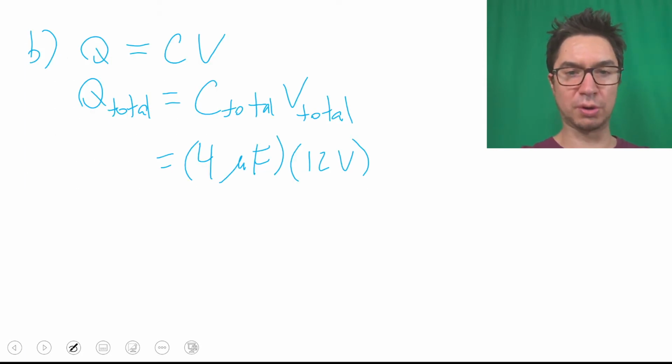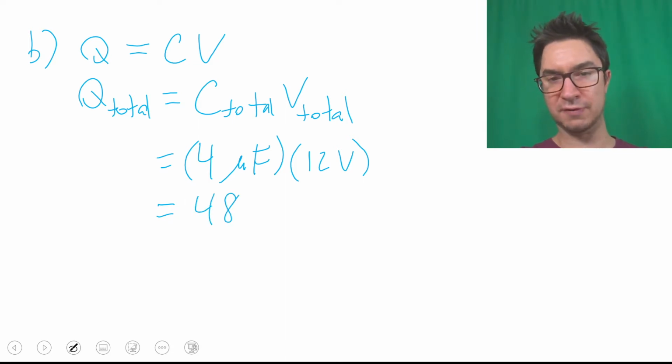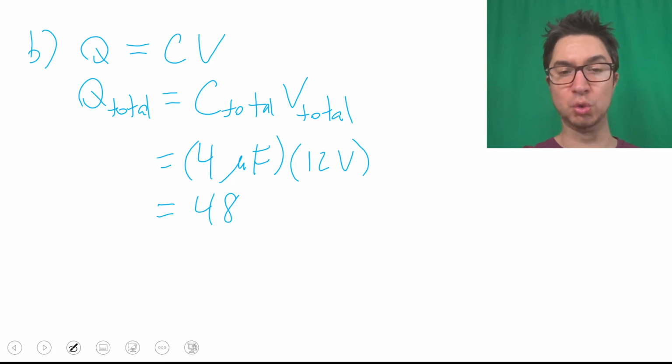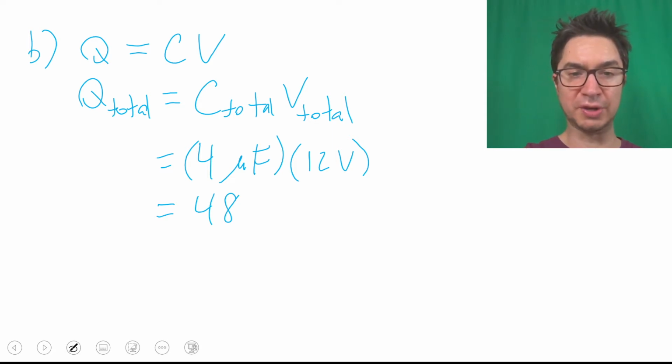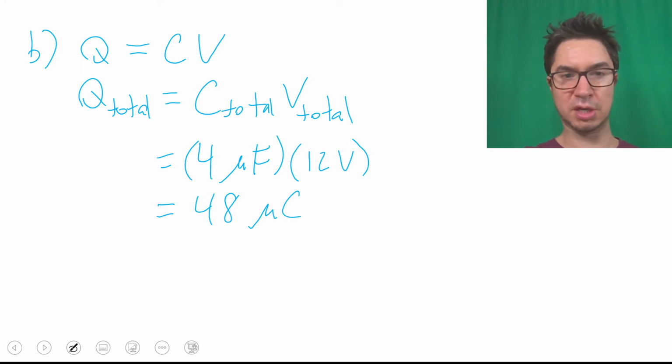So the product of 4 and 12 is 48. We're all in SI units here. Farads and volts are both SI units, and the product of a farad and a volt is going to be a coulomb. So this is going to be 48 microcoulombs of charge. And there we go. We found the total charge stored on the circuit.